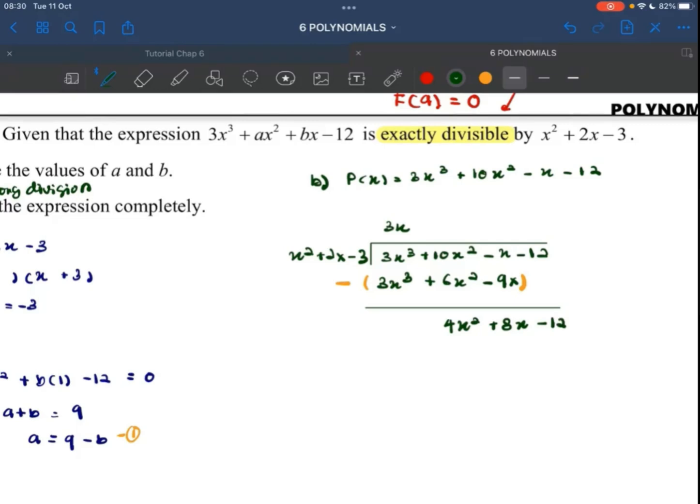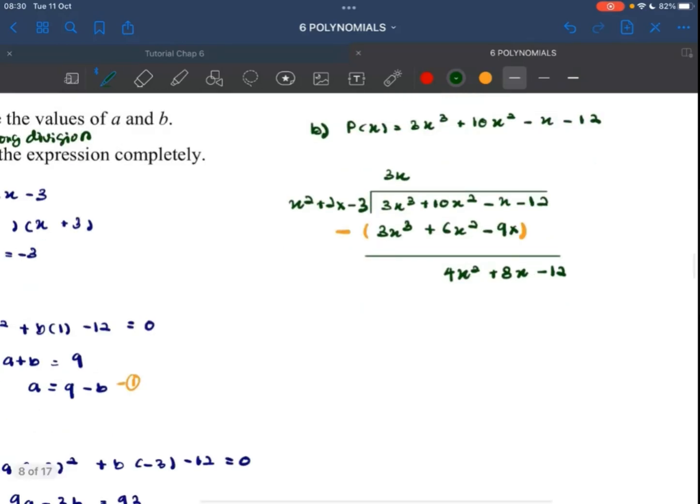So bahagi balik. 4x square divided by x square, we have 4. And then multiplykan balik. 4x square. 4 times 2, we have 8x. 4 times negative 3, we have negative 12. Which is supposedly mesti akan dapat remainder di 0 lah.